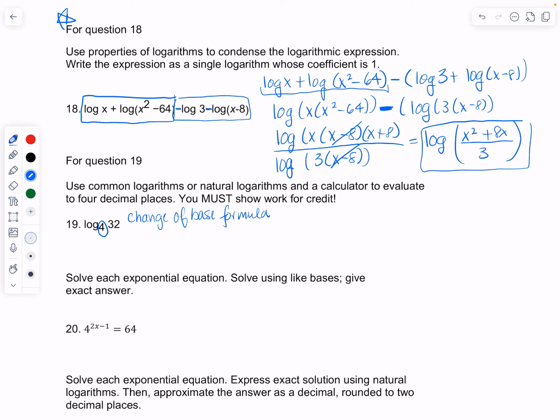Okay, so the change of base formula says I do log base 10 of m over log of the base. Okay? All right, so we just need to figure out what is m and what is b. So m is the 32, so log of 32 divided by log of base, the base is 4. So what I'm going to do is literally do what it says. I click on the log key, I type in 32, I use division, and then I do log key of 4. And I hit enter and I get 2.5. And that's my answer.